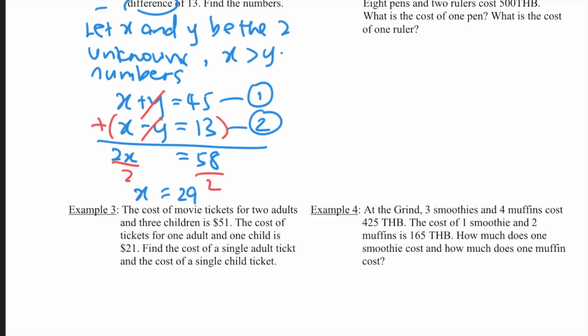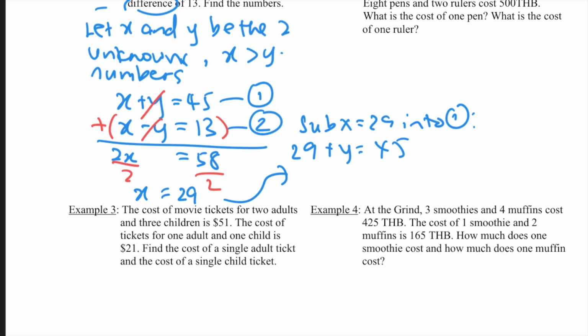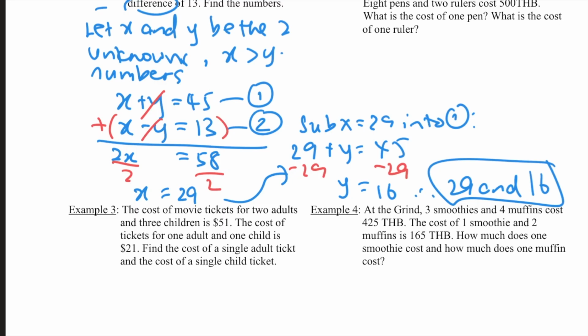And for y, I'm going to substitute x equals 29 into equation 1, and then 29 plus y equals 45. I will subtract 29 from both sides, so y is equal to 16. Therefore, the two numbers are 29 and 16, and you can always check to see whether they are correct. See if 29 plus 16 equals 45, and see whether 29 minus 16 equals 13.